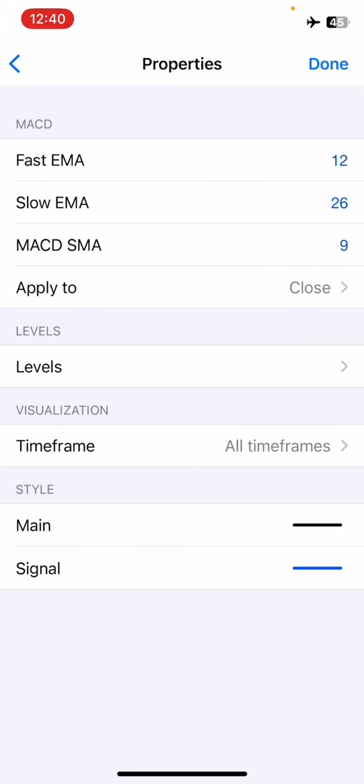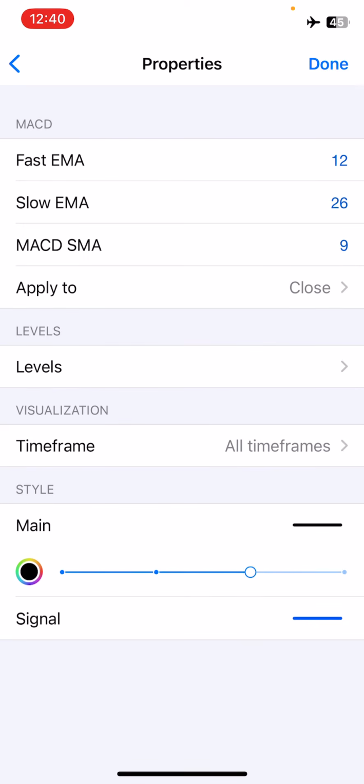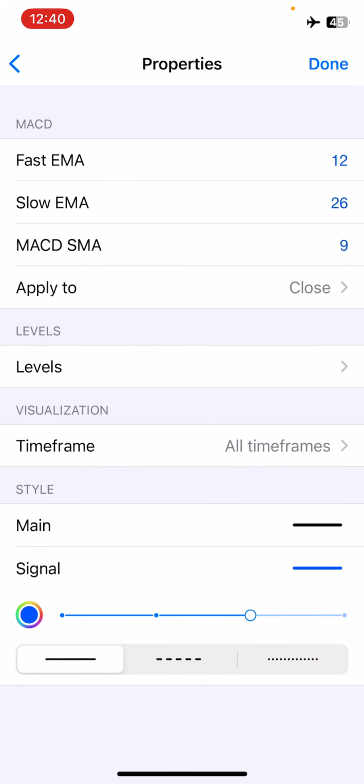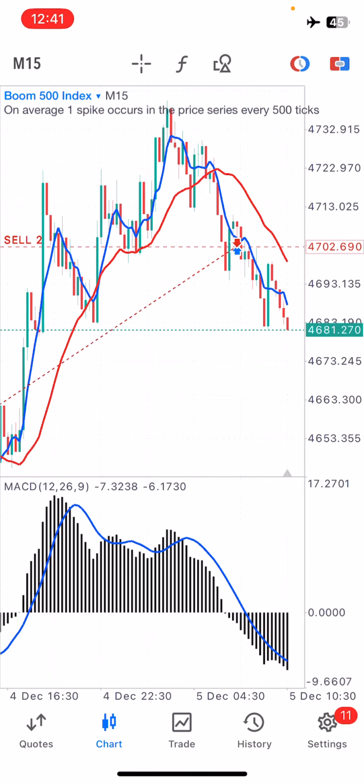Okay, now on the styling, please take note of these styles because I might refer to these customizations. So try and follow the same colors that I have so that you don't get confused during the video. Okay, so my main is black and my signal is blue, like that. We're mostly going to be working with the main, so don't worry about the signal a lot. Just click done and you see that we now have the strategy which I started off with at the beginning of this video.